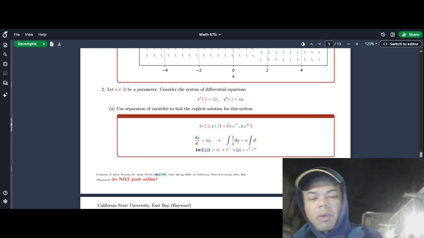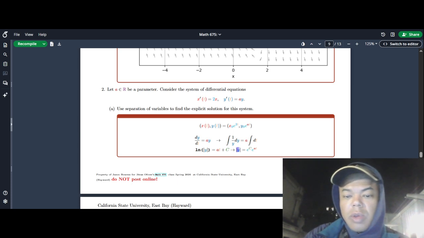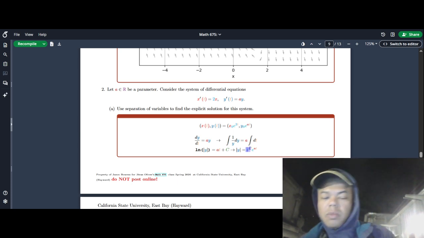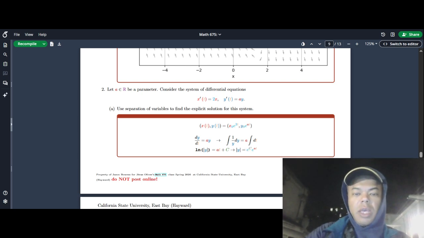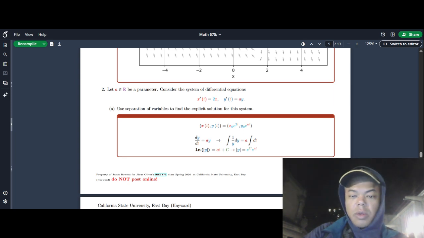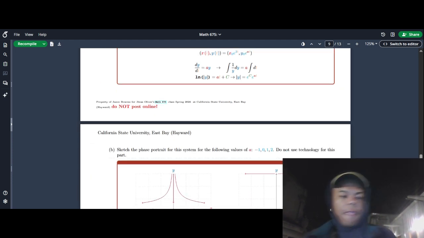We use exponent properties to split it like this. We drop the absolute values, creating an arbitrary constant with the desired sign, and we call this constant y naught. We do the same thing in the x direction, but with 2 instead of arbitrary a.